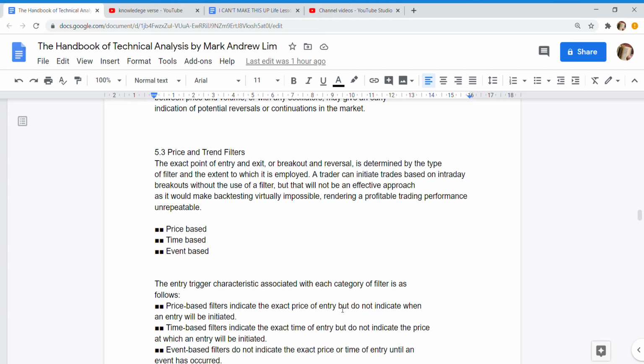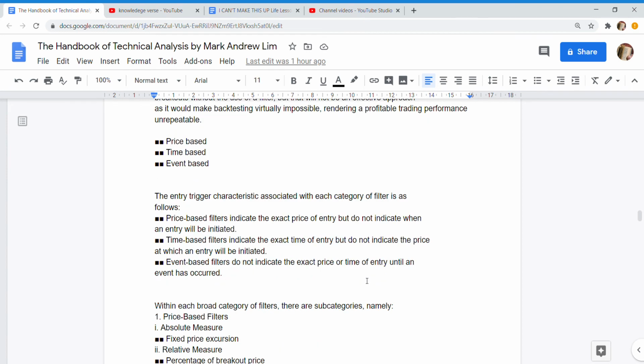Price-based, time-based, event-based. The entry trigger characteristic associated with each category of filter is as follows. Price-based filters indicate the exact price of entry but do not indicate when an entry will be initiated. Time-based filters indicate the exact time of entry but do not indicate the price at which an entry will be initiated. Event-based filters do not indicate the exact price or time of entry until an event has occurred.